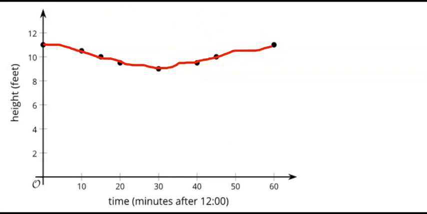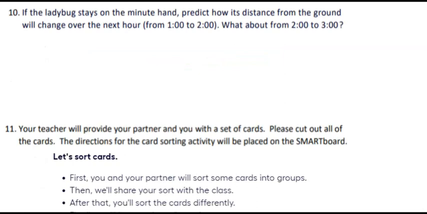All right, continuing on to the next question. So the ladybug stands on the minute hand, and predict how this distance from the ground will change over the next hour. So from 1 to 2 o'clock instead of 12 to 1, how about 2 to 3? So go ahead and answer that question. There is a mention here about doing this activity with cards, not in groups, so we're going to skip problems 11 and 12. Once you're done with this question here, turn the video back on for that discussion, and then you'll continue into problem 13.